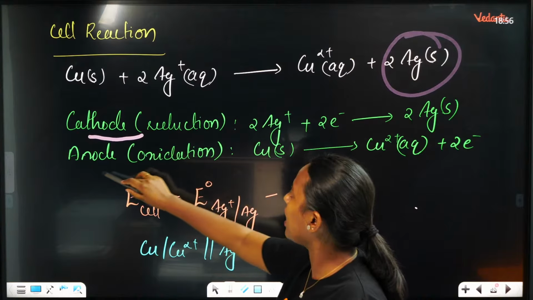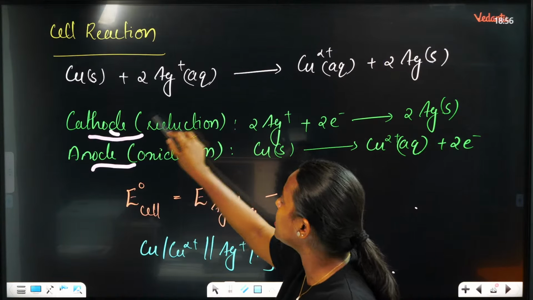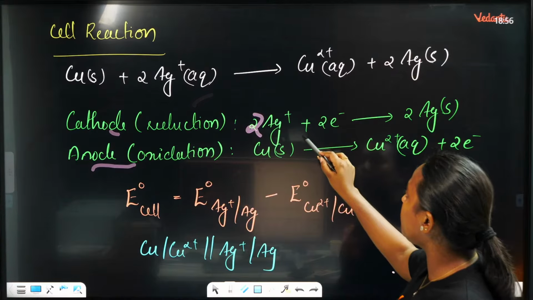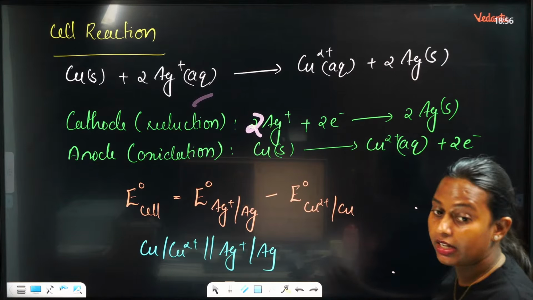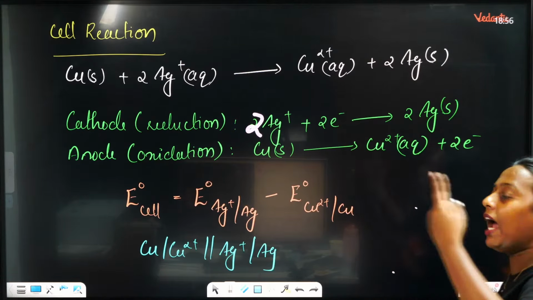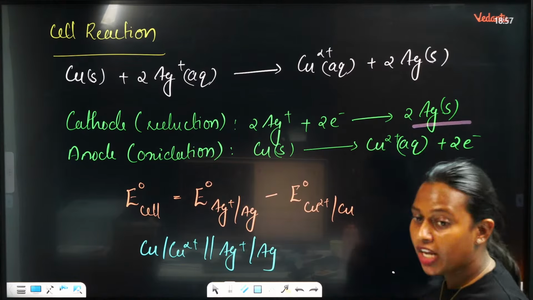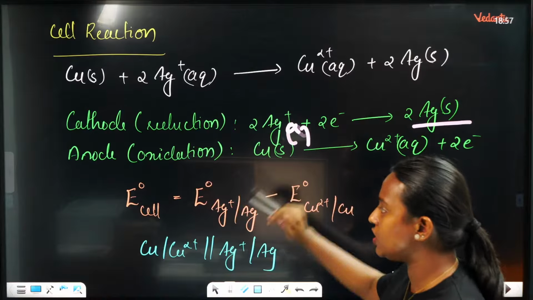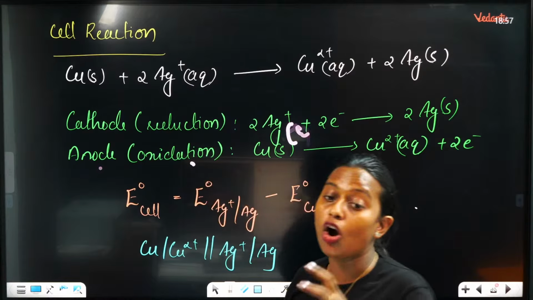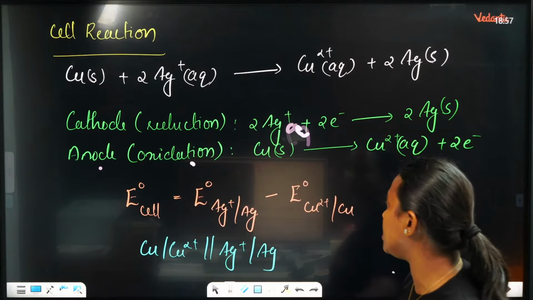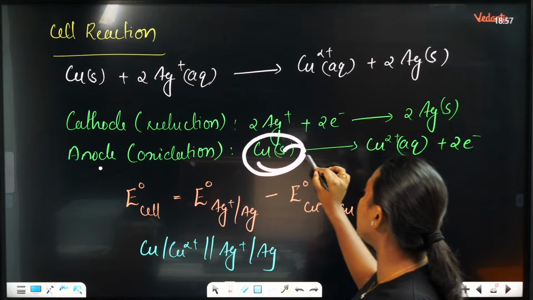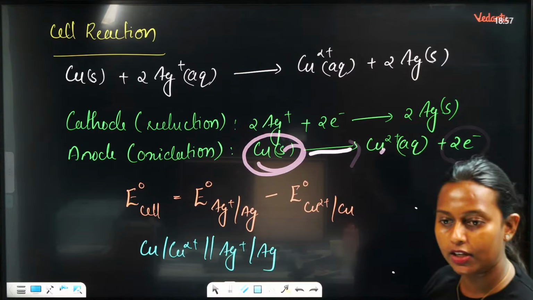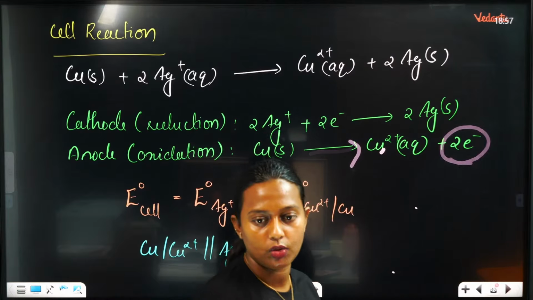So what is cathode and what is anode? Cathode is reduction: Ag plus accepts 2 electrons. Ag plus is accepting electrons and forming Ag metal. Earlier it was Ag plus in aqueous solution. So what happens at the anode? Oxidation is happening. Oxidation means copper is forming Cu2 plus and releasing 2 electrons.